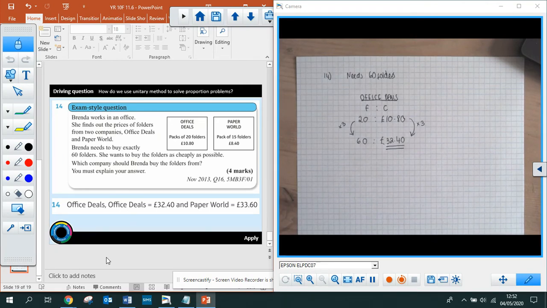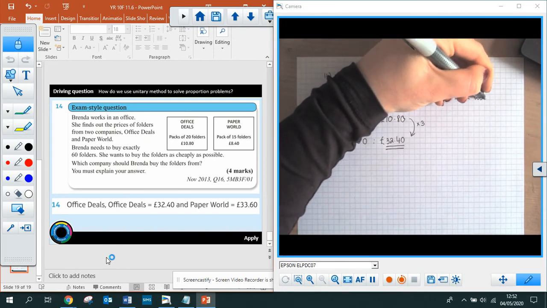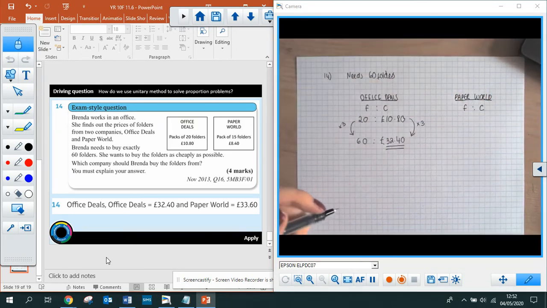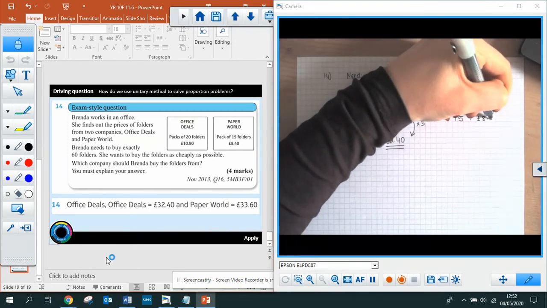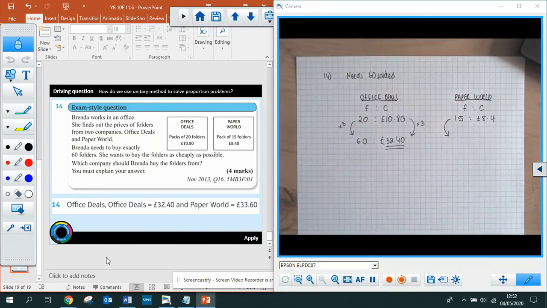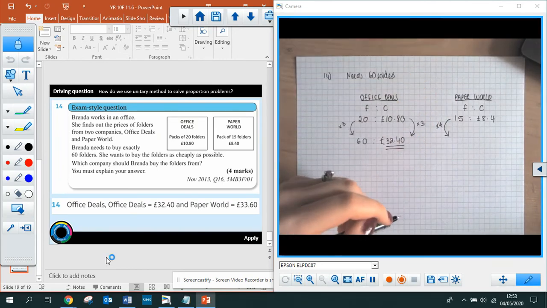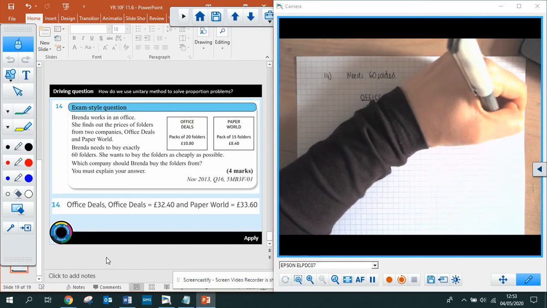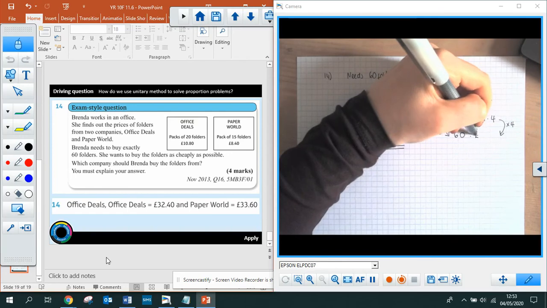If she gets it from Paperworld, I'm going to try and do it alongside here. So Paperworld, keep the ratio the same, so folders to cost. You get 15 folders for £8.40. So before going to unitary method, I say, is there a way for me to get from 15 to 60? Well, yes, there is. I multiplied by 4. So I multiply 15 by 4 to get to 60. Okay, so 60 folders is going to cost, I need to multiply £8.40 by 4, and that will cost £33.60.